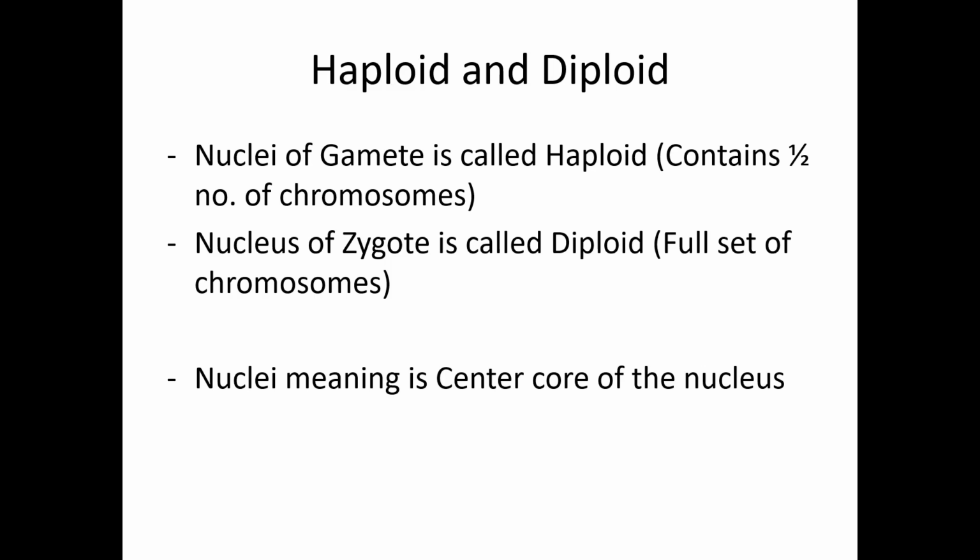So the nucleus of a gamete is called haploid, so it contains half of the number of chromosomes. Remember that one human requires 46 chromosomes, where each gamete has 23. And the nucleus of a zygote is called diploid, where it contains the full set of chromosomes. So the nucleus means the center core of the cell.